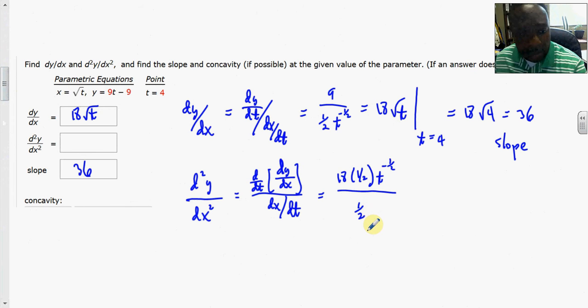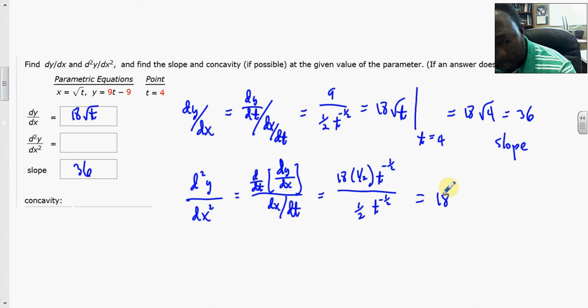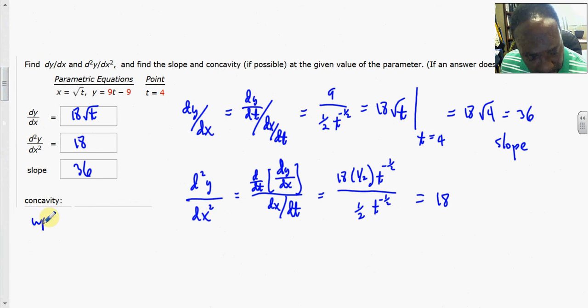And so that gives us 1/2 times t to the negative 1/2. And so here, most of these terms cancel out, just leaving an 18. 18 is positive, so the concavity is upward.